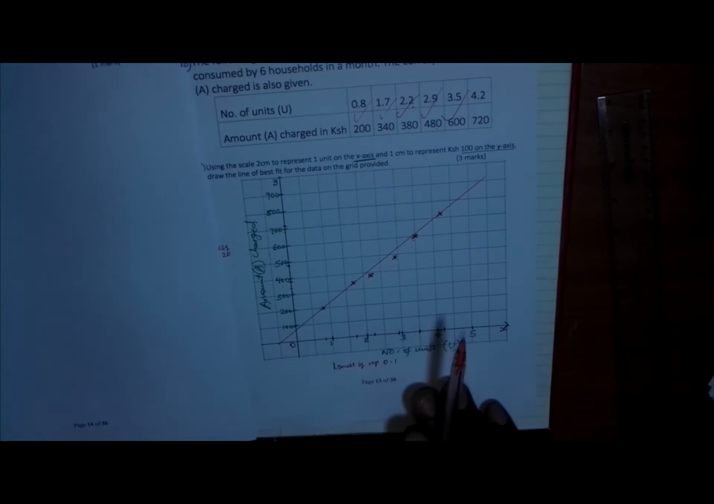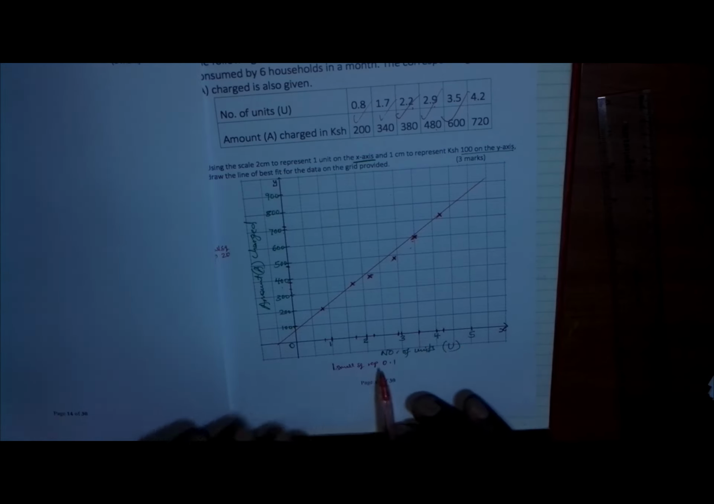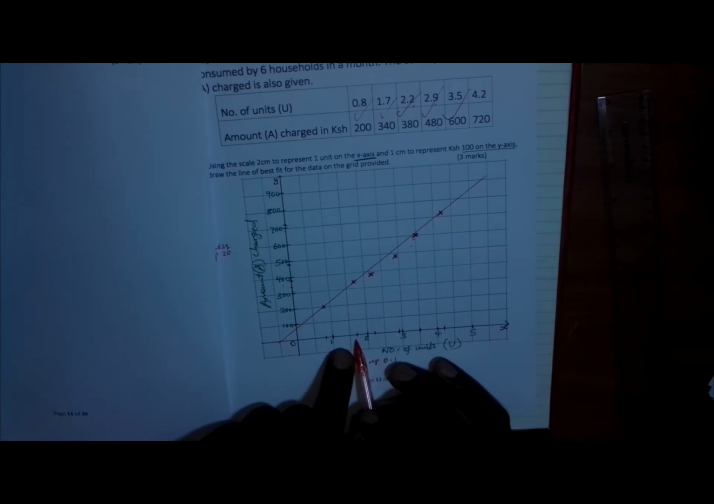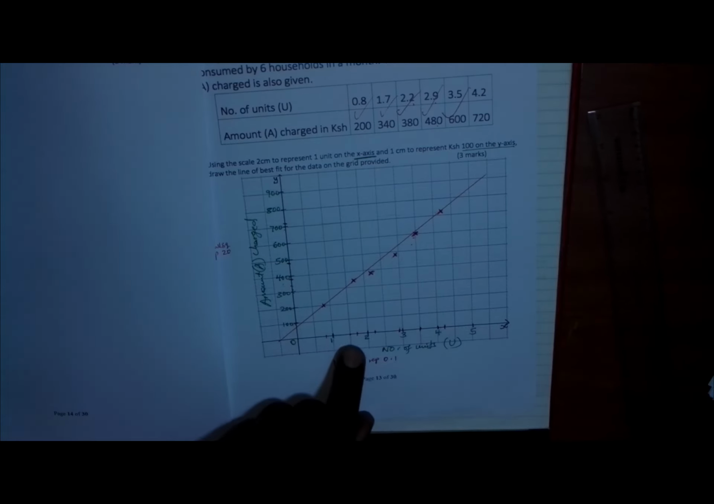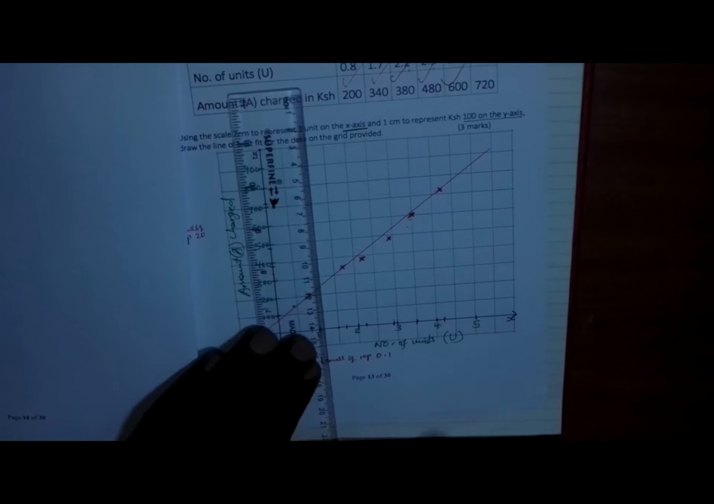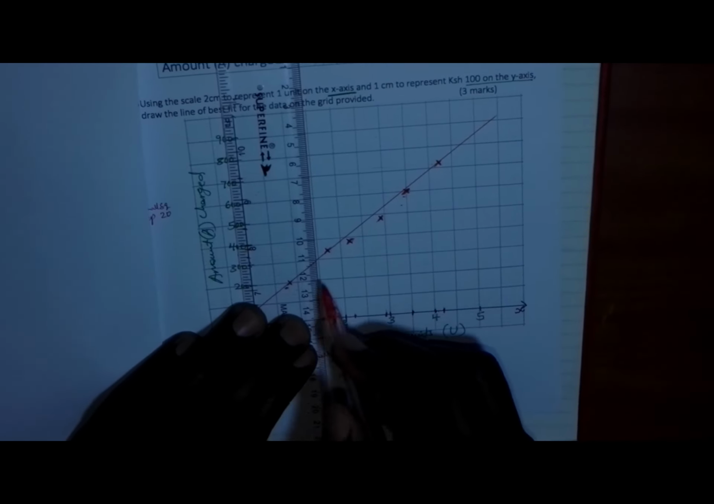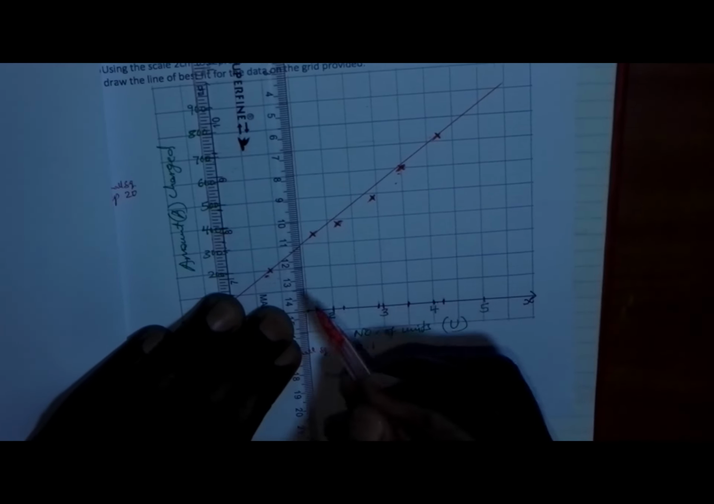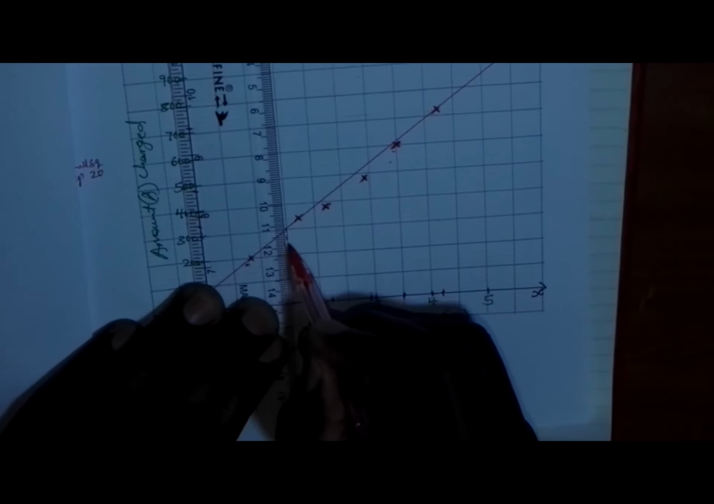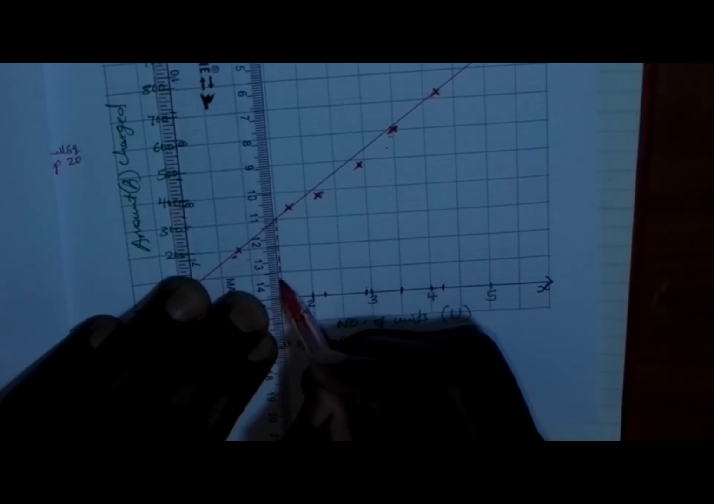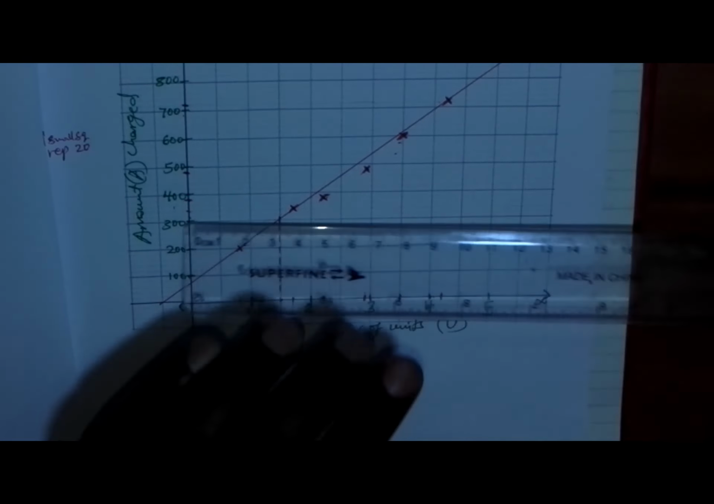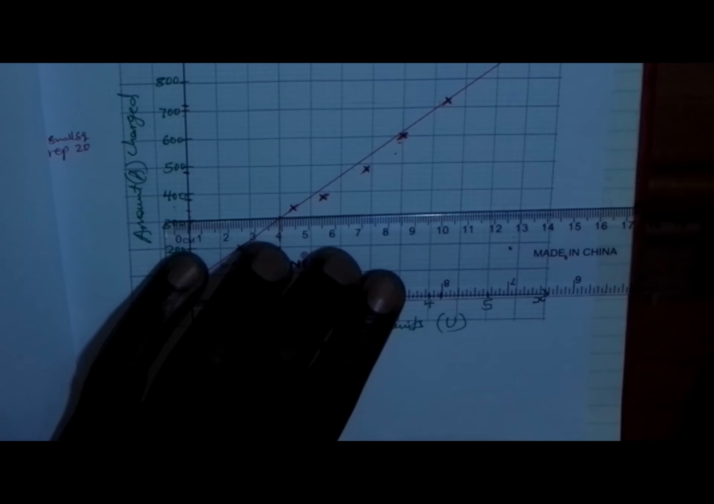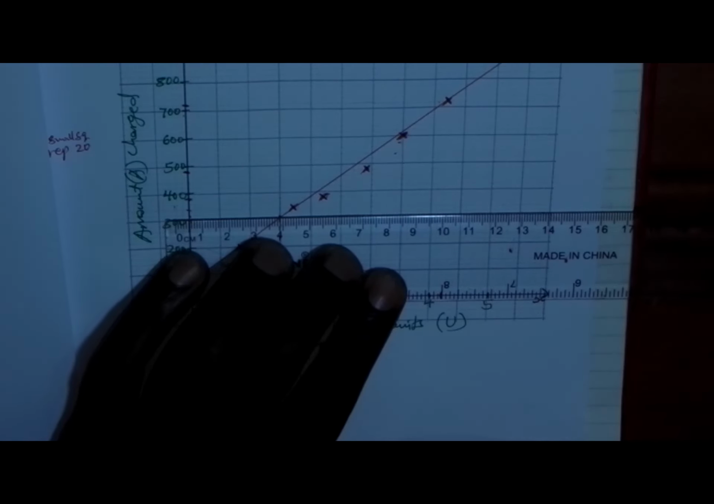1.5 units of water. So number of units. So we have 1, then 1.5. So at 1.5, draw a dotted line until where it touches the line. You can see it is touching the line at that point. Again, draw a line which is horizontal, parallel to the x-axis.